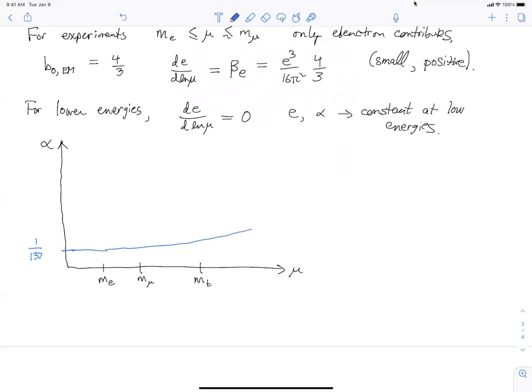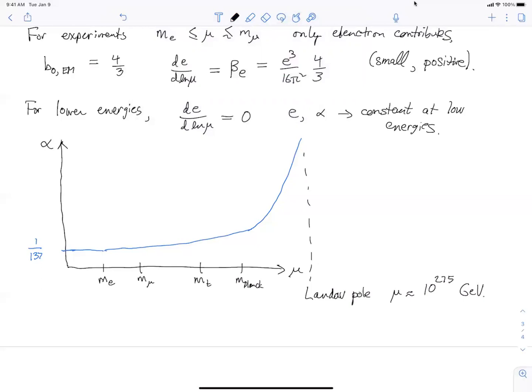But eventually, just like the QCD coupling blew up, this is eventually going to blow up at very large energies. But here's the key thing. Those energies are incredibly high. So this is the Planck mass. I'm not drawing this to scale. And the energy scale at which this QED coupling blows up is called the Landau pole in the renormalization scale. And the mu for that is approximately 10 to the 275 GeV.